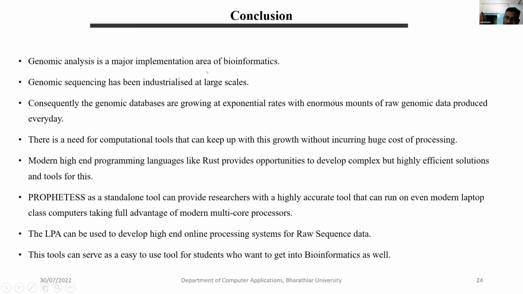Genomic analysis is a major implementation area of bioinformatics. Genome sequencing has been industrialized at large scale. There is a need for computation tools that keep up with the growth without incurring high processing costs. Modern high-end programming languages like Rust provide opportunities to develop complex but highly efficient tools like this. Prophetess is a standalone tool and can provide researchers with a highly accurate tool that can run on local machines. The LPA can also be used in a high-end online processing system for raw sequence data.